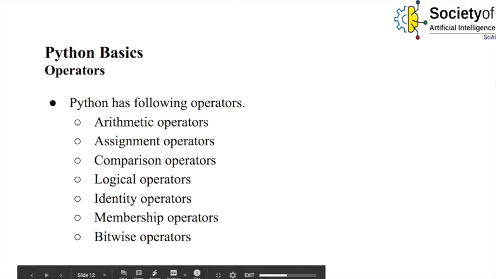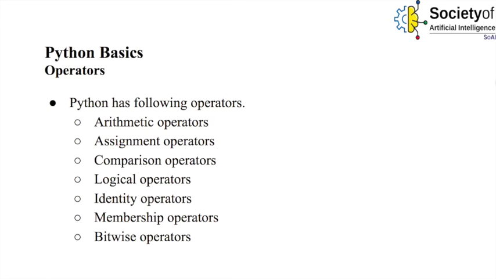So now that we have discussed the data types in Python, we'll now move on to the operators. Any language has some operators, and Python too has these operators as mentioned over here, which are arithmetic, assignment, comparison, logical, identity, membership, and bitwise operators. Now we will see these with the help of examples one by one.